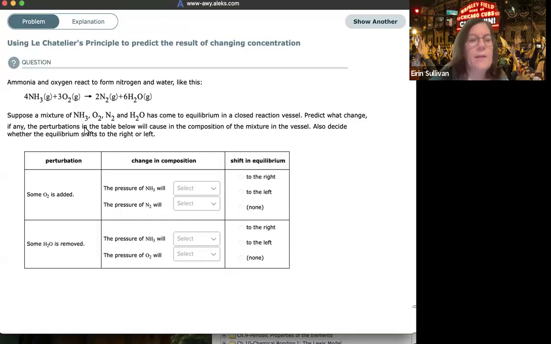Okay, so we have equilibrium between ammonia, oxygen, nitrogen, and water. What's the perturbation? Some oxygen is added. So the first thing to do is find which reactant or product is being discussed. This time we're talking about the concentration of a reactant. Is the concentration of the reactant increasing or decreasing? If oxygen is added, that means that the concentration of oxygen is going to go up. So we've got an excess of reactants, essentially.